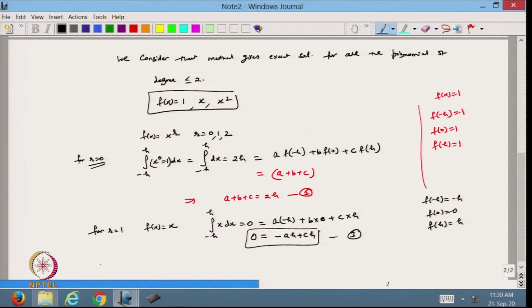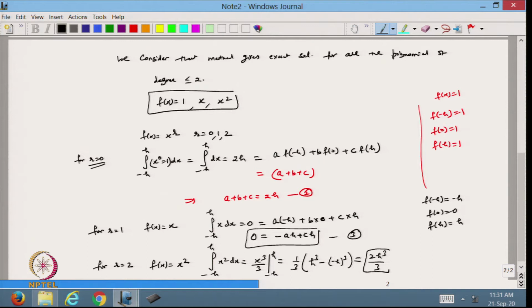Now, for r is equal to 2, my function f(x) becomes x square. Then, if I multiply by x square dx, I will get x cube by 3 from minus h to h. So it will be 1 by 3, and this will be h cube minus of minus h cube, so it will be 2 h cube by 3. This is the value I am getting after solving the integration.